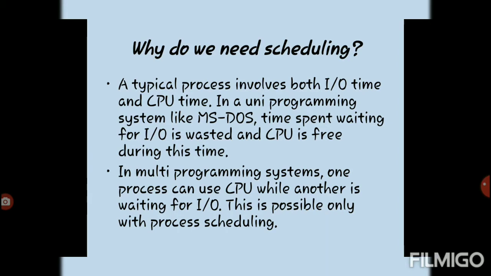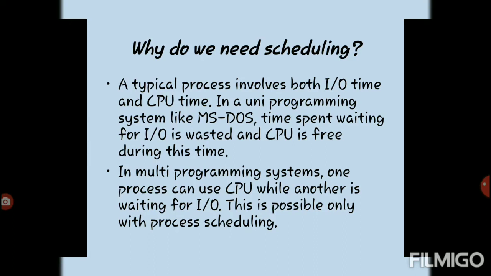Why is scheduling needed? Actually, what is scheduling? Scheduling is scheduling the processes who are waiting for the processor. So arranging the processes who are waiting for the CPU, that is scheduling. Right. See, here we see two types of systems. One is uni-programming system. Another one is multi-programming system. You have to understand both.